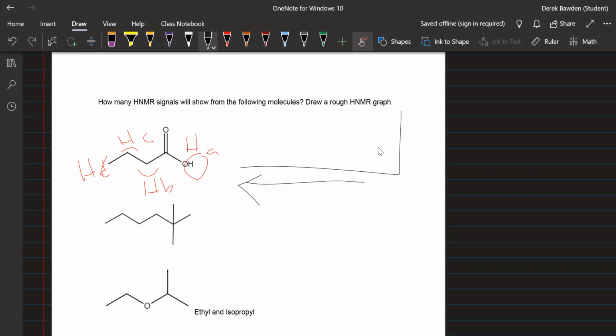So how many neighbors does HA have? To determine neighbors, you have to have a hydrogen within 3 sigma bonds. So that's perfect. Tanner says there's 0. There are no hydrogens within 3 sigma bonds, so 0 neighbors. And we use the N+1 rule, which makes this 1 peak. This is our HA peak. 1 peak means there's no neighbors. Now, what's going to be our next most deshielded?